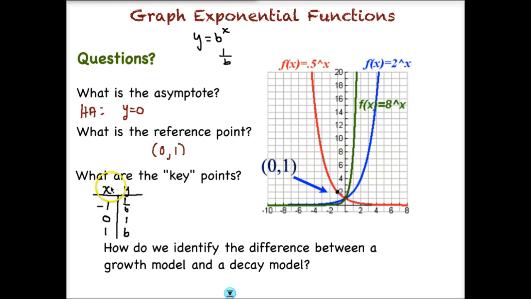Now we have our key points that we can use regardless of whether we have a growth model or a decay model. So how do we identify the difference between these two models? Well, maybe you already have identified. Notice that anything that has an integer greater than 1, like 2 or 8, or in our other example, 4 or 20, we have a growth model. But here we have a fraction, 0.5 or 1/2, and notice that it's decayed.